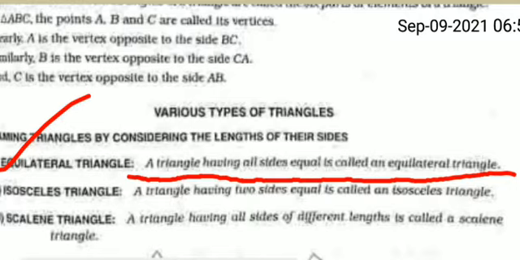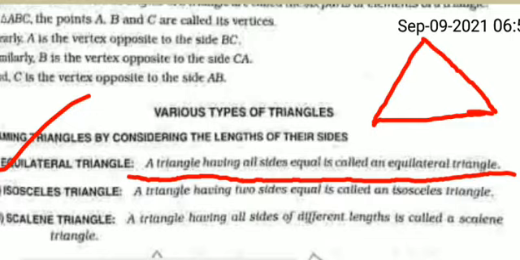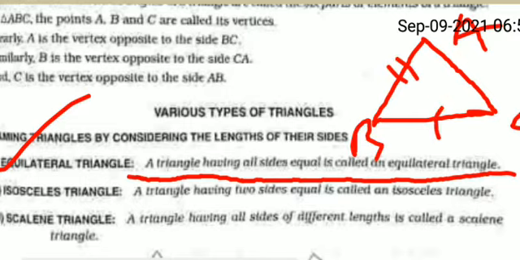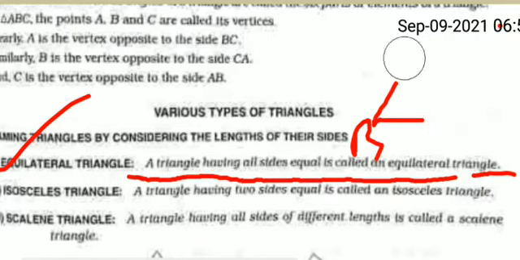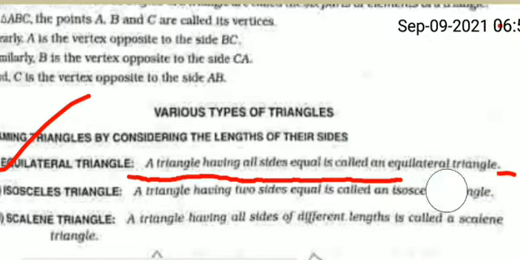Equilateral triangle is like this one. If you take A, B and C, then here AB, BC and CA, all these three sides are equal. That's why this is called an equilateral triangle.